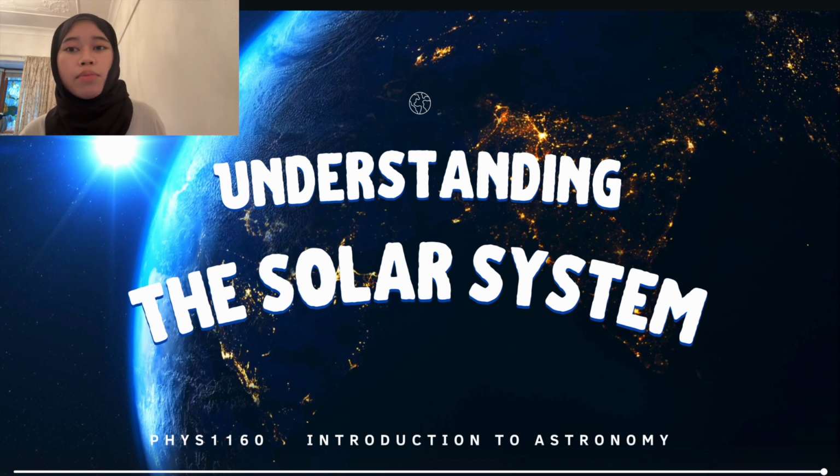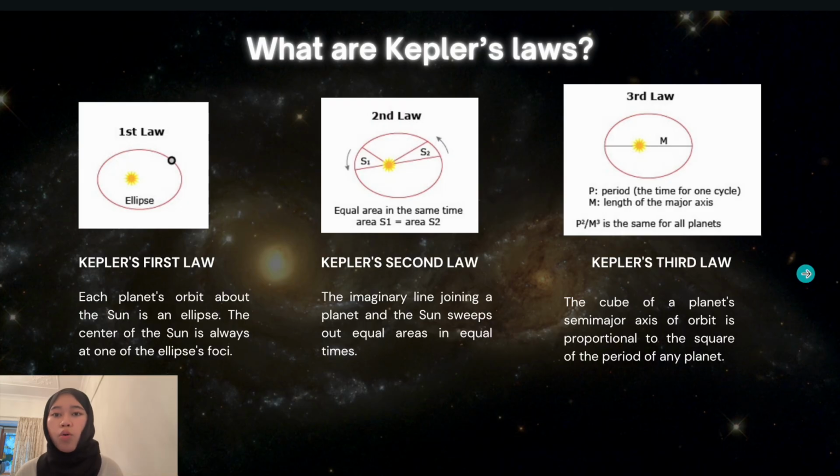Today, I will be talking about understanding the solar system. First, you might wonder what Kepler's laws are. It consists of three laws. The first one, Kepler's first law, also known as the law of orbits: all planets move in elliptical orbits with the sun at one focus.